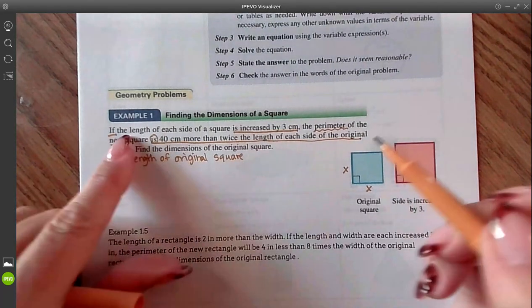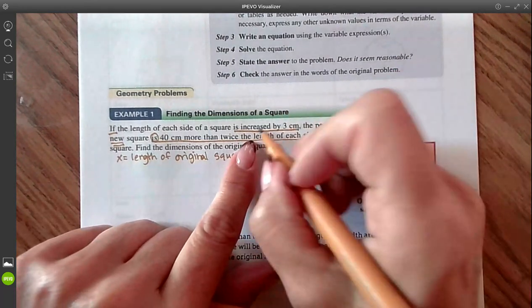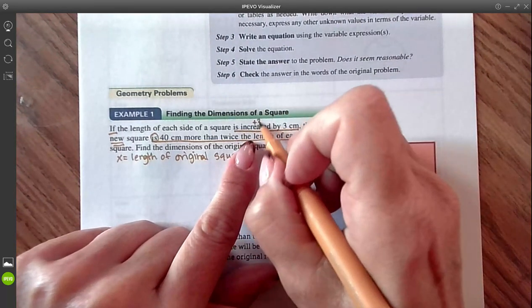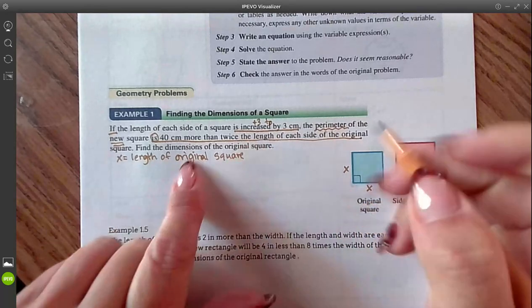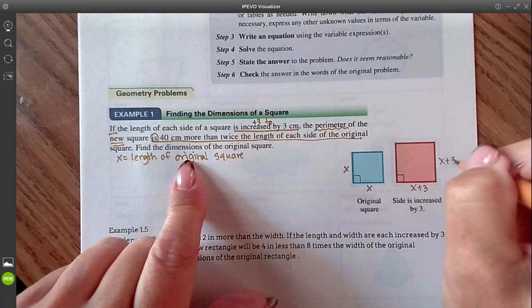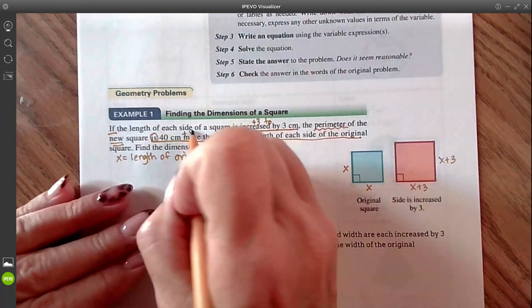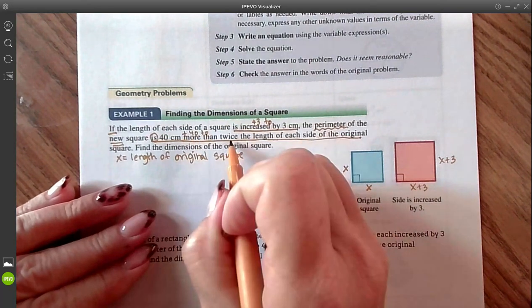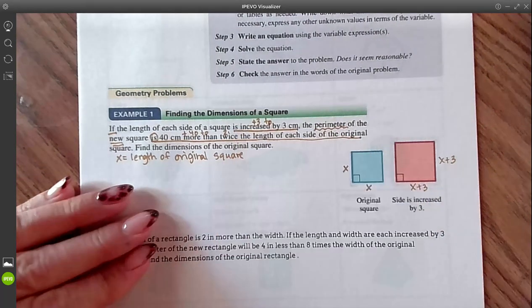And then we're increasing each side by 3 centimeters. Increased by means add 3 to. So I'm adding 3 to the original length. So each side here will be x plus 3. And when we do that, the perimeter is 40 centimeters more than, which means add 40, twice the length of each side. Twice the length of means 2 times.